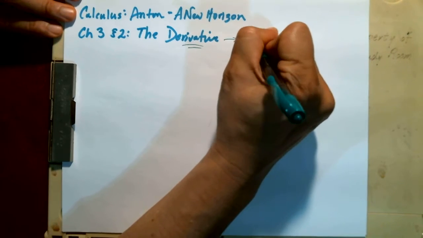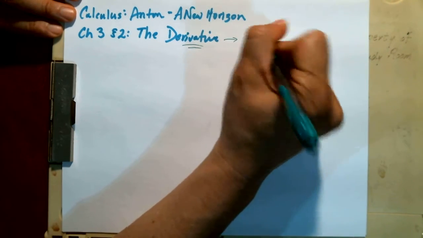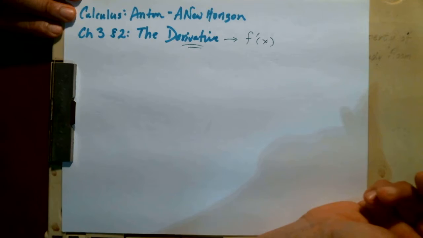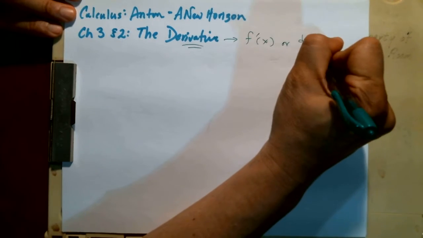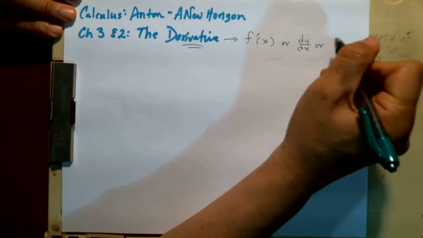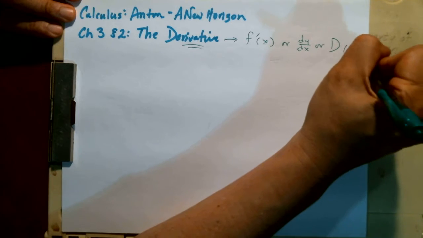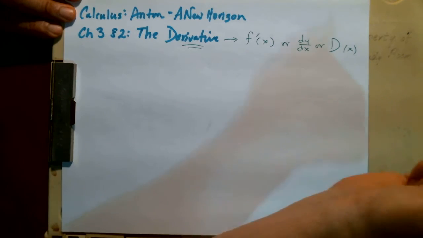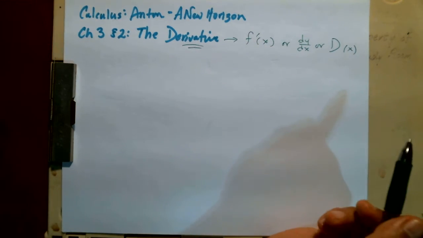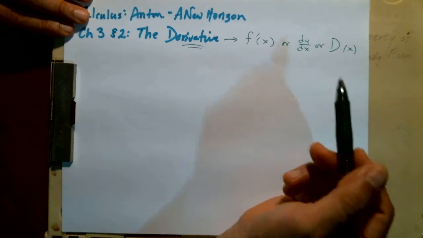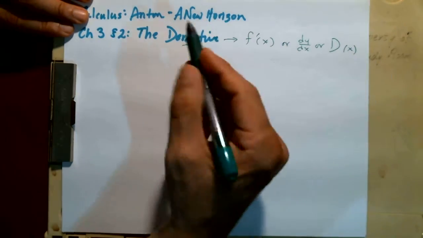But anyways, the derivative means just taking the derivative of a function, which is usually written this way, f prime of x, or dy dx, or d of x. Sometimes they write it this way as well. So it depends on how you write the derivative function. And what is the derivative?